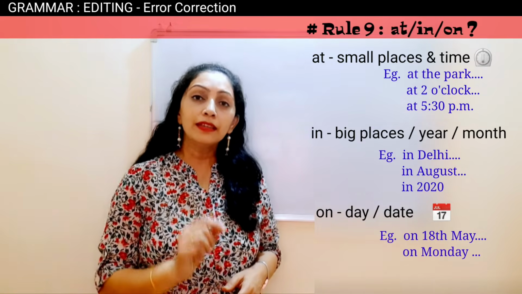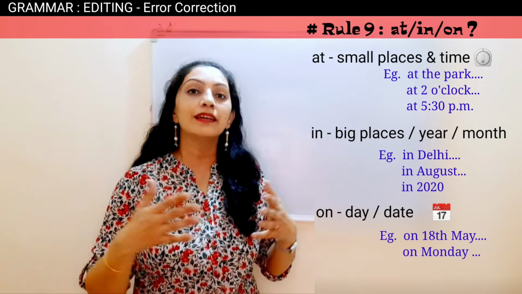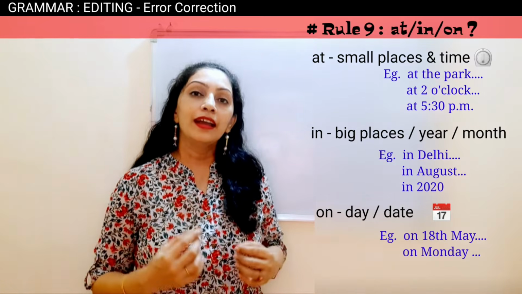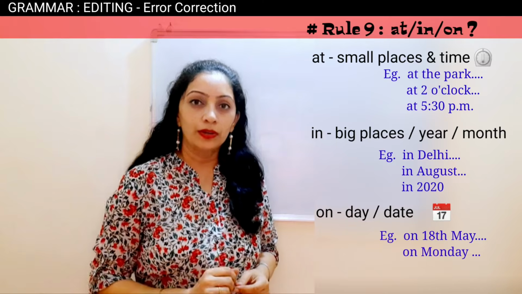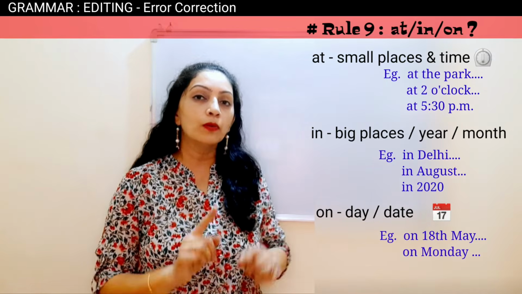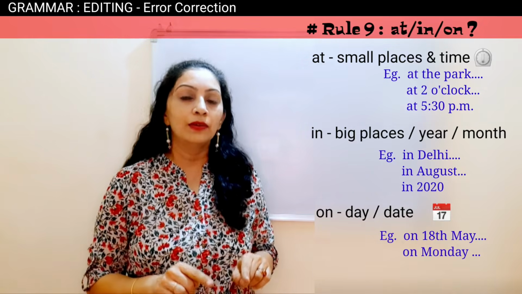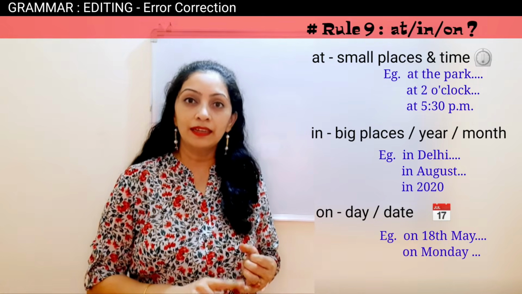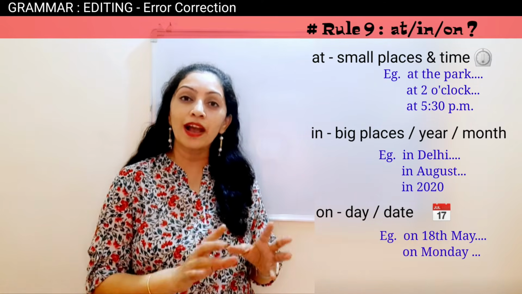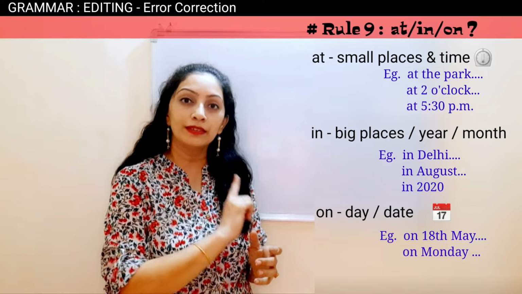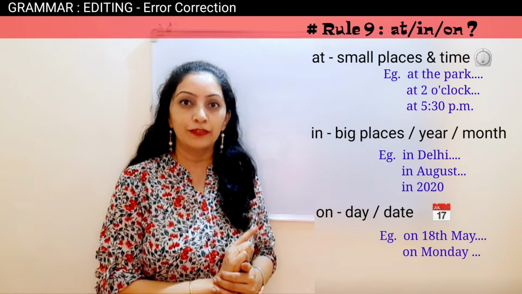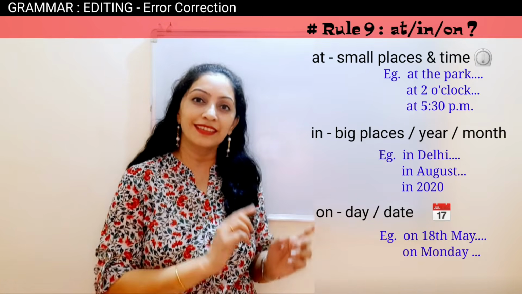Now "in" is used with places that are big. And the last one is "on". "On" is always used with what you see on a calendar. What do you see on a calendar? Day, date. So whenever you have day, date, look for this preposition "on" before it. If there's anything wrong in those prepositions, correct it.